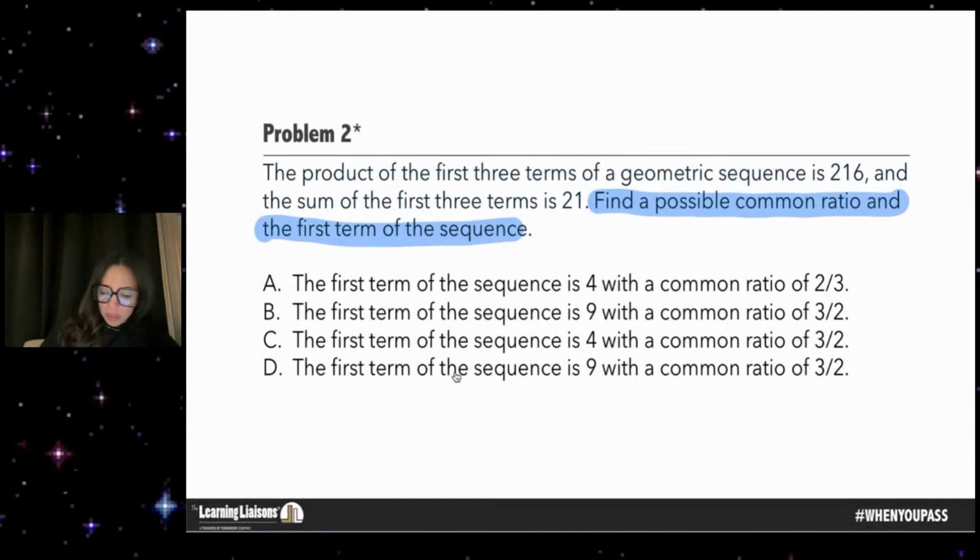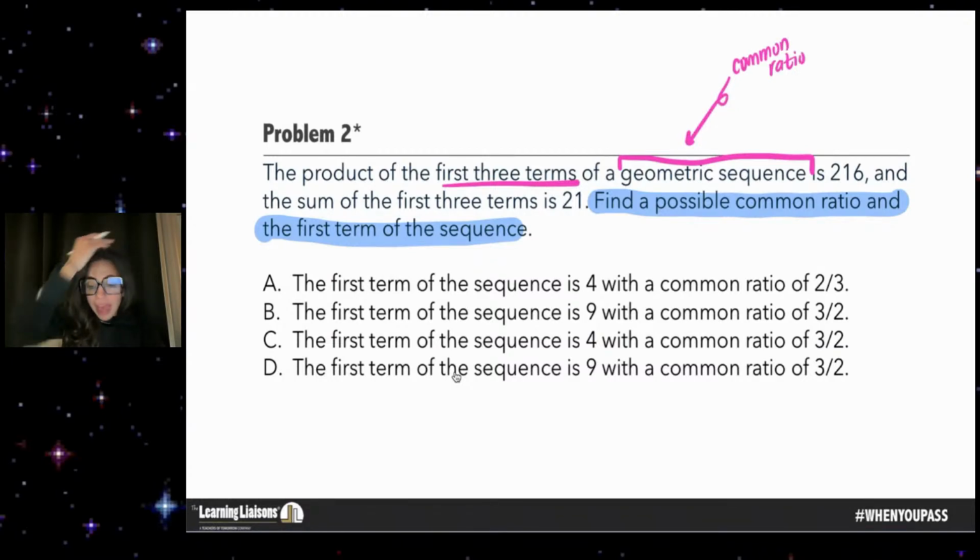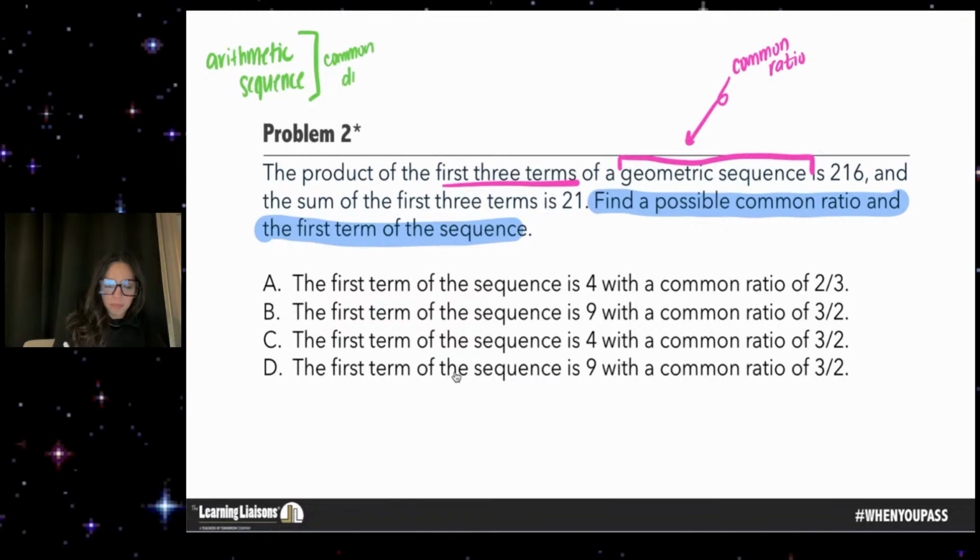What did they tell me? They told me the first 3 terms of a geometric sequence. What is a geometric sequence? It's a sequence with a common ratio, whereas an arithmetic sequence, just for kicks and giggles, has a common difference. And so we have a common ratio. A common difference means we're adding and subtracting. A common ratio means we're multiplying or dividing.